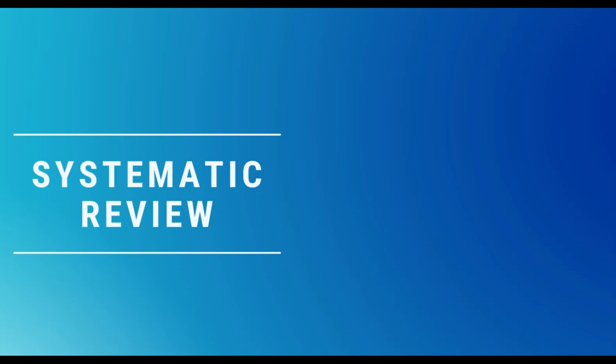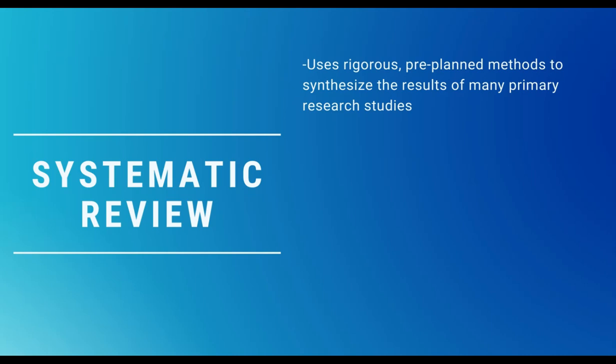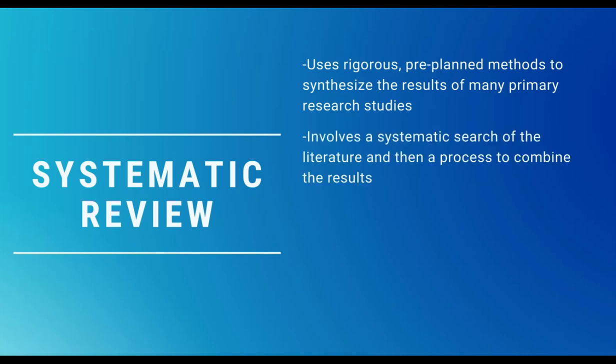In this video, we will learn about the characteristics of systematic reviews and look at an example together. What is a systematic review? It's a specialized type of research that uses rigorous, pre-planned methods to synthesize the results of many primary research studies. It involves a systematic search of the literature to identify those primary studies, and then uses a specific predetermined process that will combine the results of those studies.